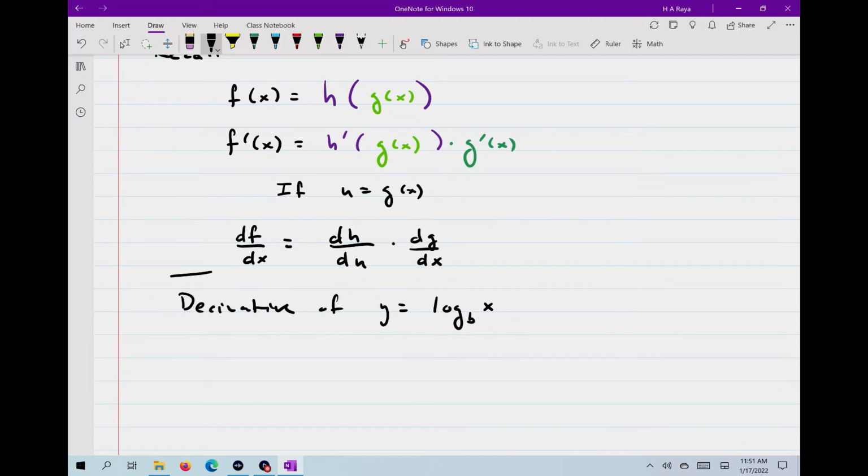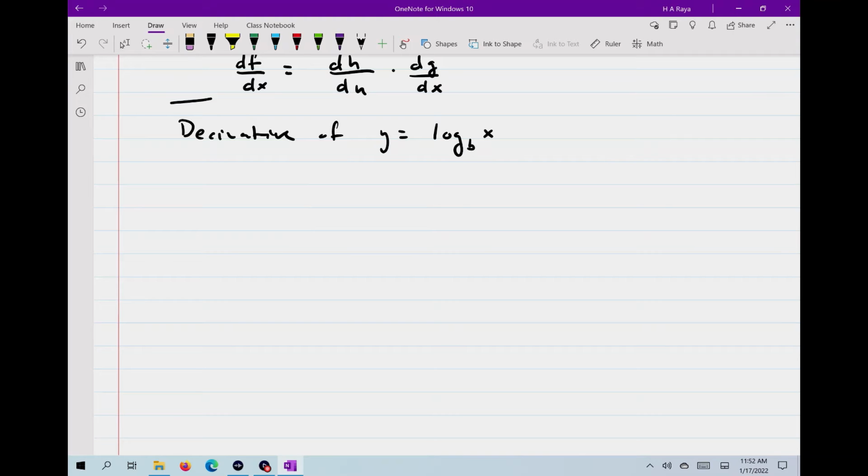Here we have the log base b of x. Now recall that logarithmic functions and exponential functions are inverses of each other, so you can always take an equation written in logarithmic form and translate it into an equation in an exponential form. We can write this as b to the power of y is equal to x. In this equation, we have on the left-hand side a composition of two functions. This is the composition of the function b to the x and the function y.